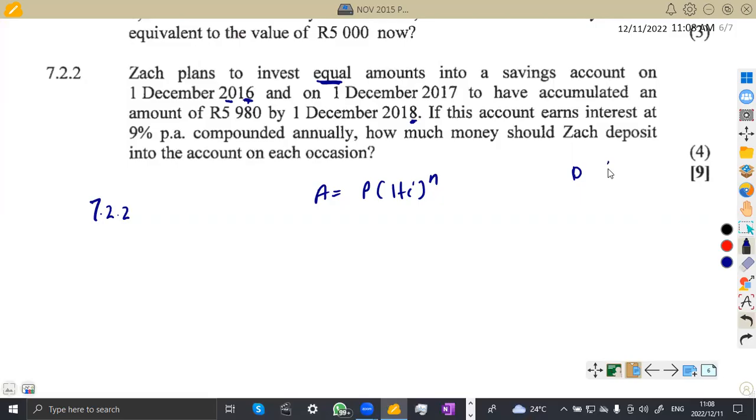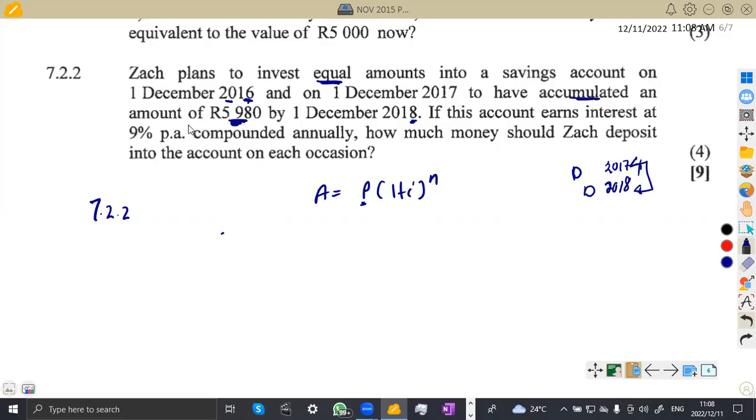Okay, December of 2016, December of 2017. I mean, December of 2017, December of 2018, because it's actually in December. So from December of 2016 to 2018, there are actually 2 years. So the first amount of money that we do not know is going to accumulate. Remember, the total amount that is supposed to accumulate is this one.